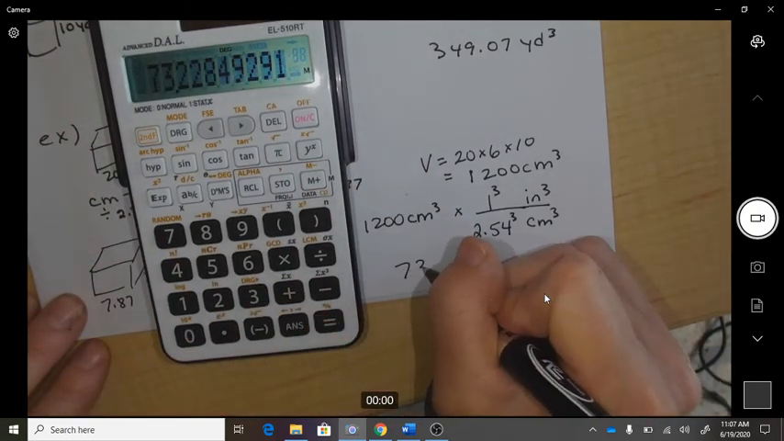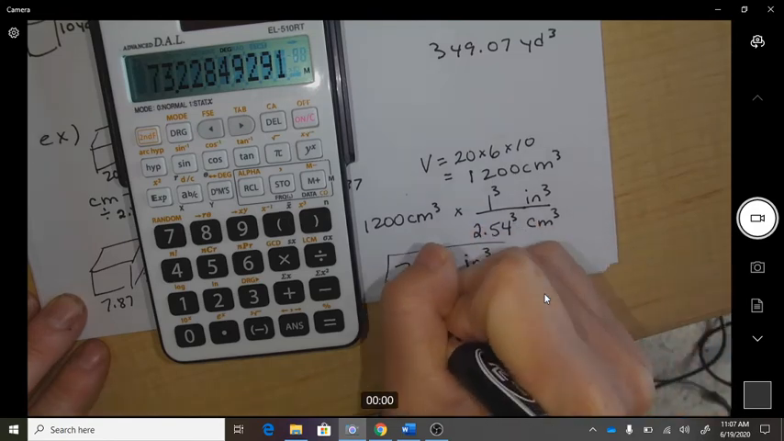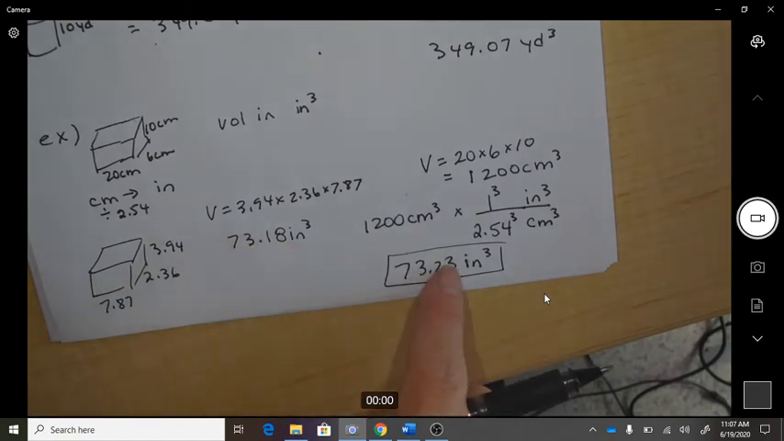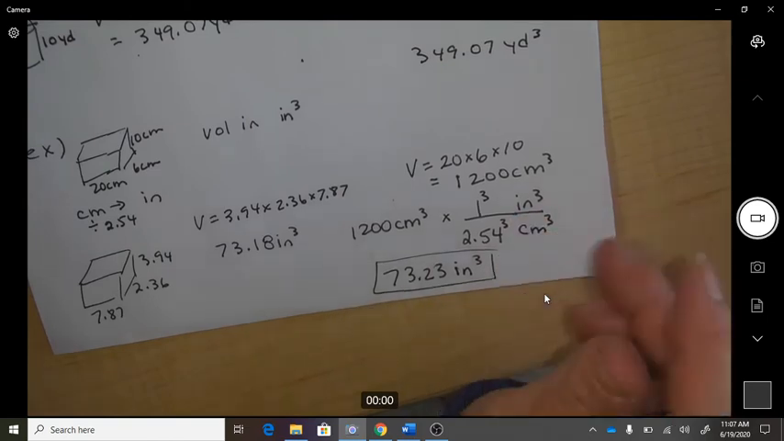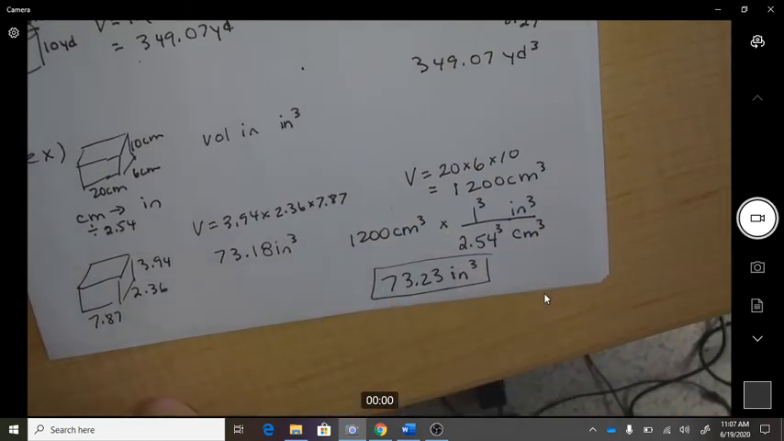And I get 73.23 inches cubed. So that is a more accurate number. You can see it's not far off, but this is more accurate. And here you had to do 3 conversions versus here you just do 1.